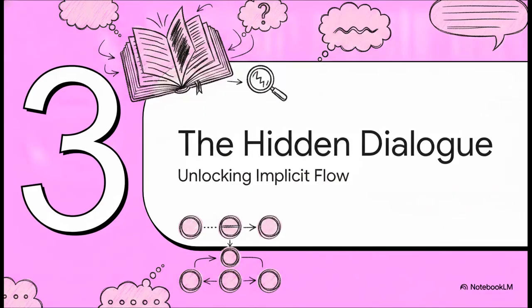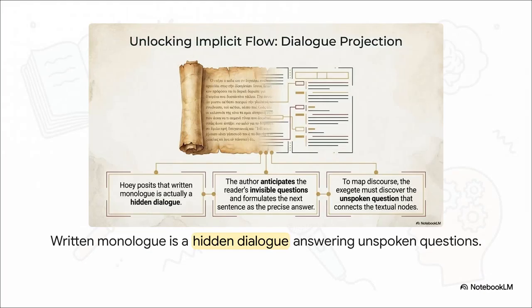All right, Section 3, Revealing the Hidden Dialogue, Unlocking Implicit Flow. This is where Hoey's theory gets truly fascinating. Hoey posits that a written monologue, like an epistle or a gospel, is actually a hidden dialogue with the reader. It's not a one-way street. As an author writes, they intuitively anticipate the reader's invisible questions, and they formulate the very next sentence as the precise answer to that unspoken question. So to properly map a discourse, our job as exegetes is to play detective and discover the unspoken question that connects those textual nodes we talked about earlier.